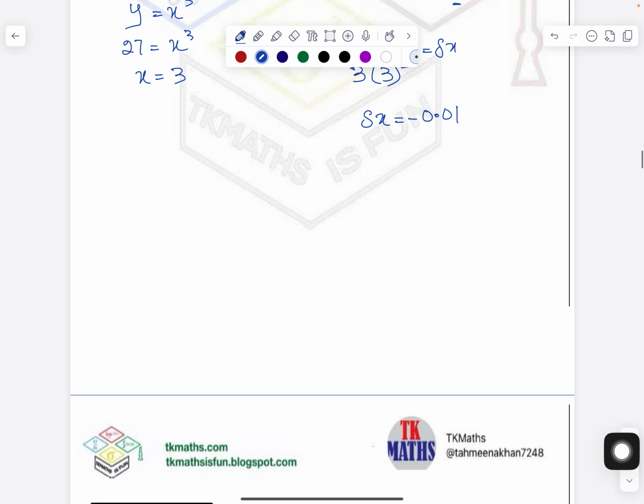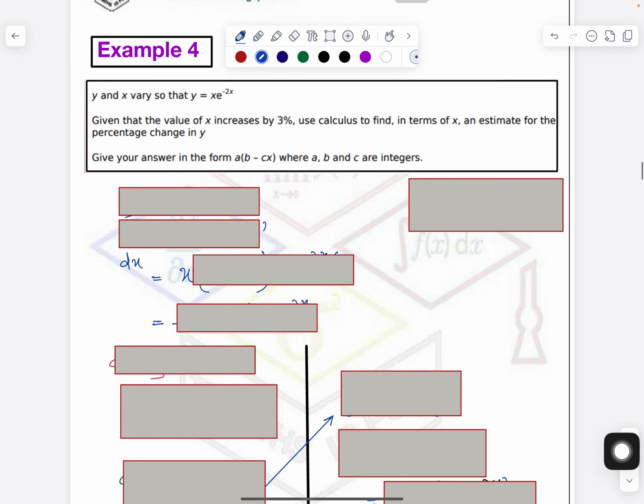Now one last question is for you. You try it out. This is the last question of the video and I will show you the solution. There is one thing new and I want to challenge you with it. That's why I have given this question. If you read the question, number one, the x value is not given, rather it is given that x increased by 3%. So what is this information? It is about delta x. I will show you in the solution.